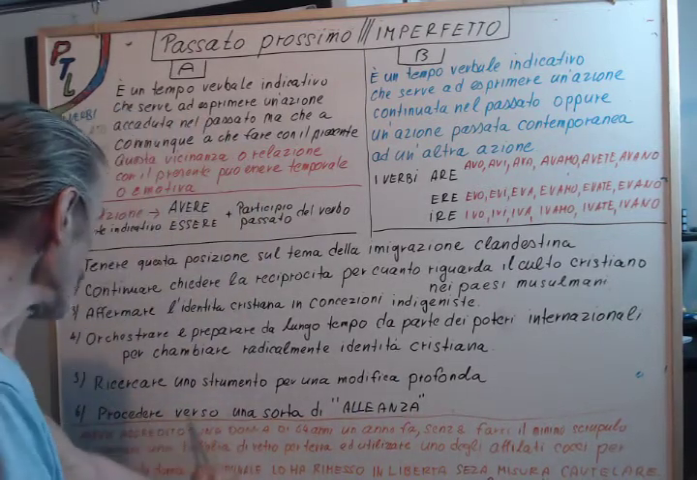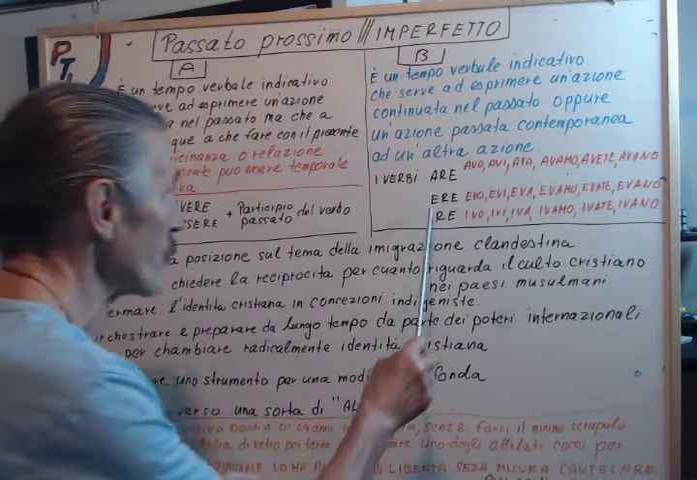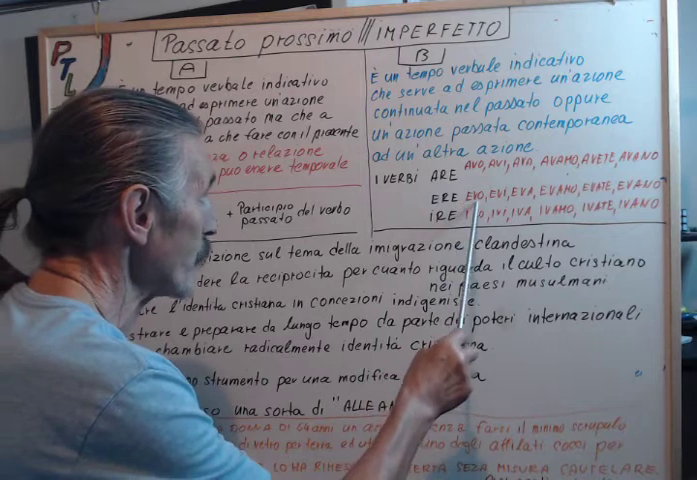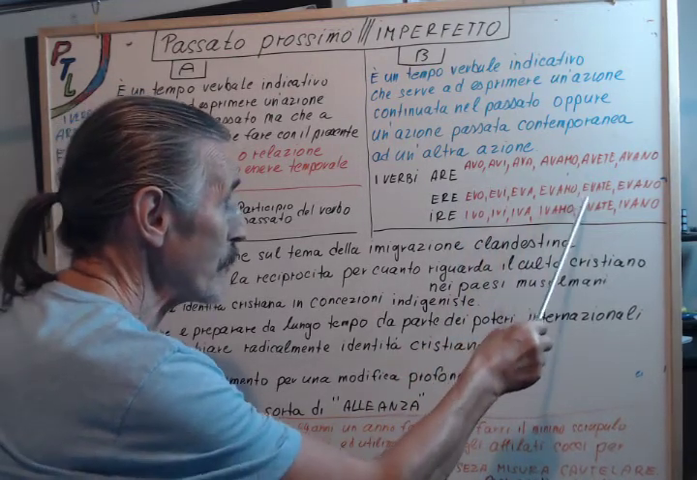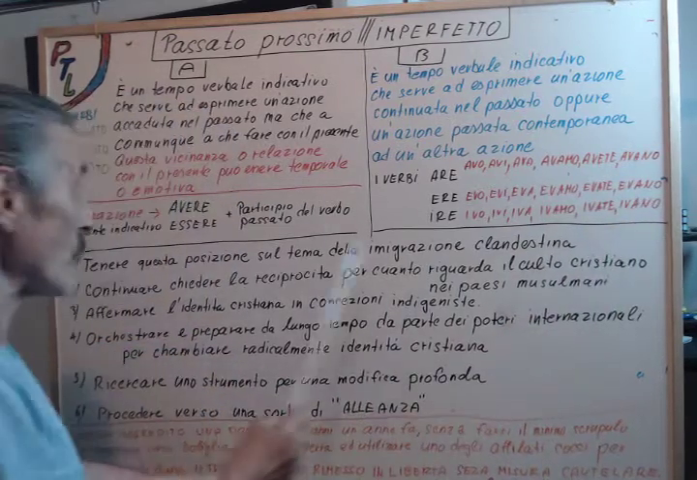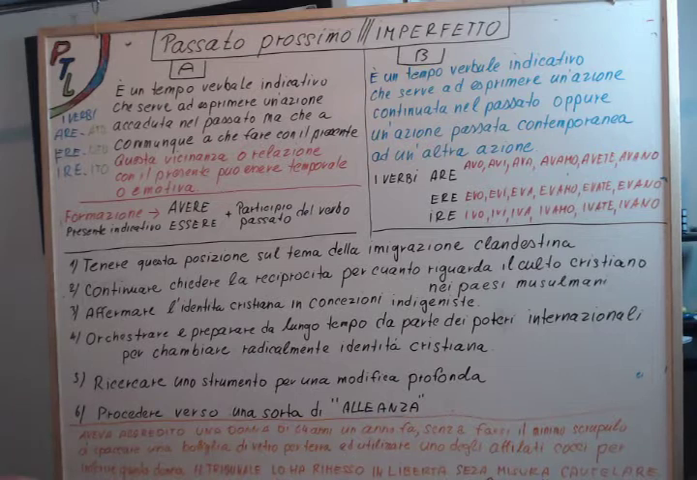Or if I want to describe an activity in the past, and for a long time in the past I was proceeding toward that direction, so I would say again procedere, remove ere, I would say procedevo, or you procedevi, or she procedeva, procedevamo, procedevate, procedevano. So io procedevo verso una sorta di alleanza.